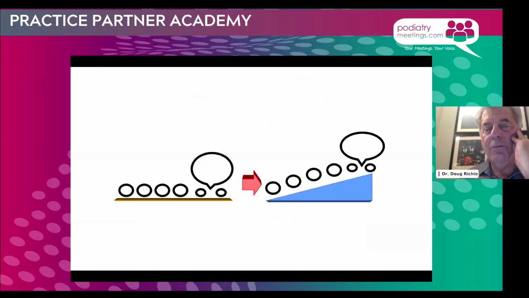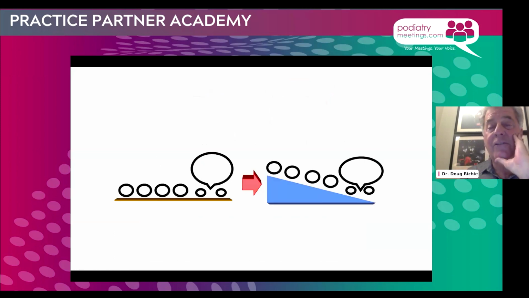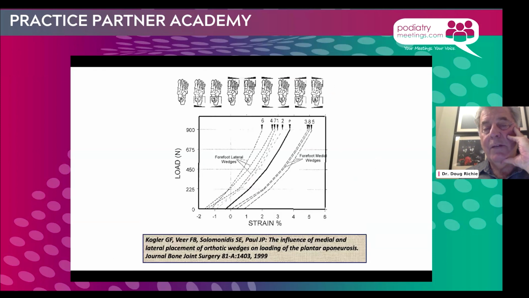I think most people would assume that a varus wedge, under the forefoot in particular, would most likely decrease strain in the plantar fascia, and a valgus wedge would pronate the foot and increase strain in the plantar fascia. But in fact, Kogler found just the opposite. In every case when a forefoot medial wedge was placed under the cadaver, it increased strain in the plantar fascia. When he applied a lateral forefoot wedge, it decreased strain in the plantar fascia in each and every case.